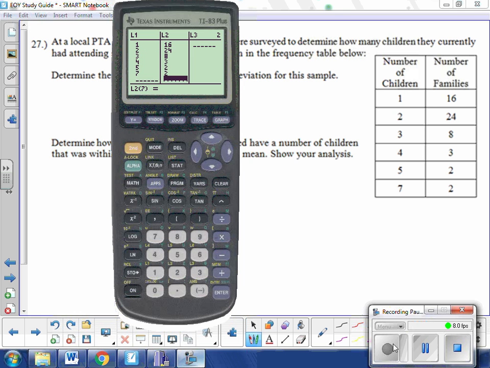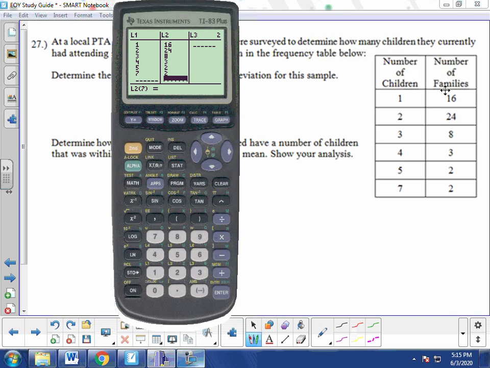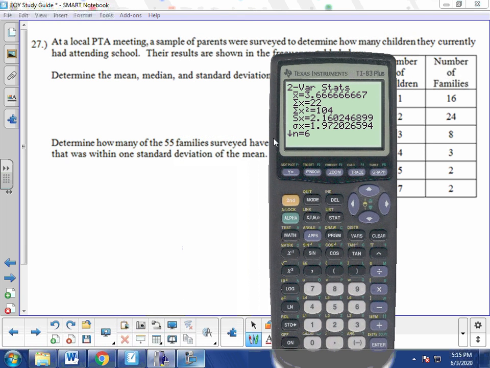There we have it. So this is a 2-variable statistics list here because we have 2 columns with 2 values of information. So we want to make sure our list here matches up with our list there, and it does. So now we can hit the stat key, we can calculate, we can do a 2-variable statistic, and then we can hit enter here. Now, what we can find right off the bat is the mean. The mean is x bar. So x bar is approximately, let's round it to 2 decimals, 3.67. So on average, a household has 3.67 children.